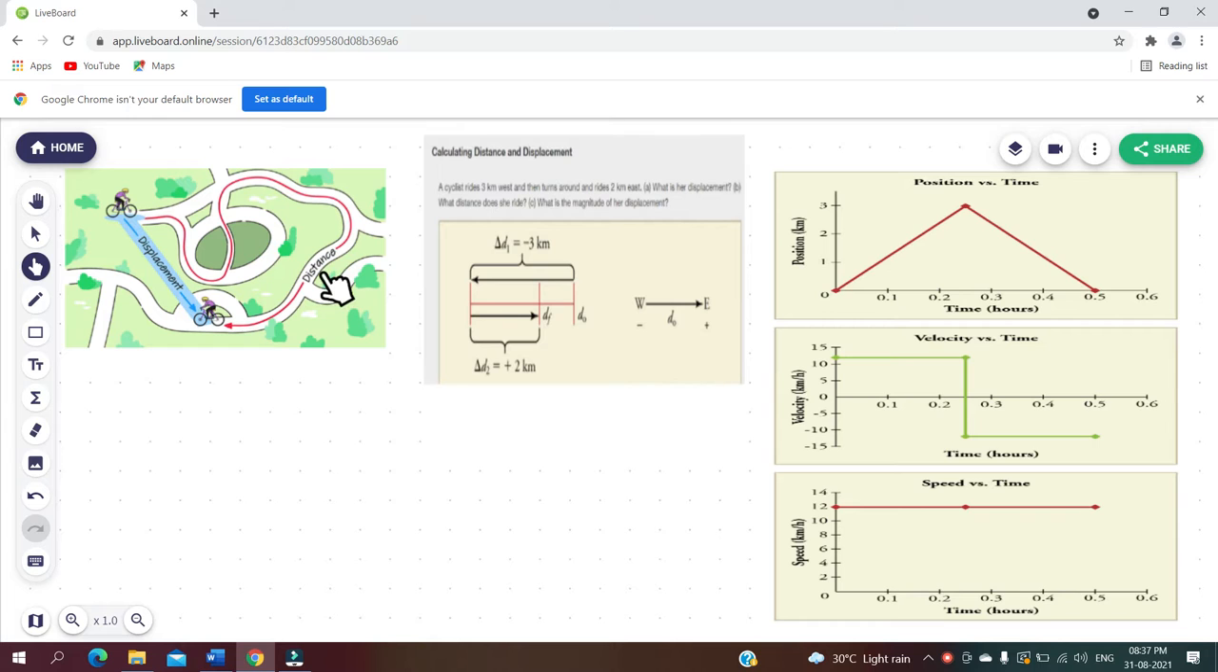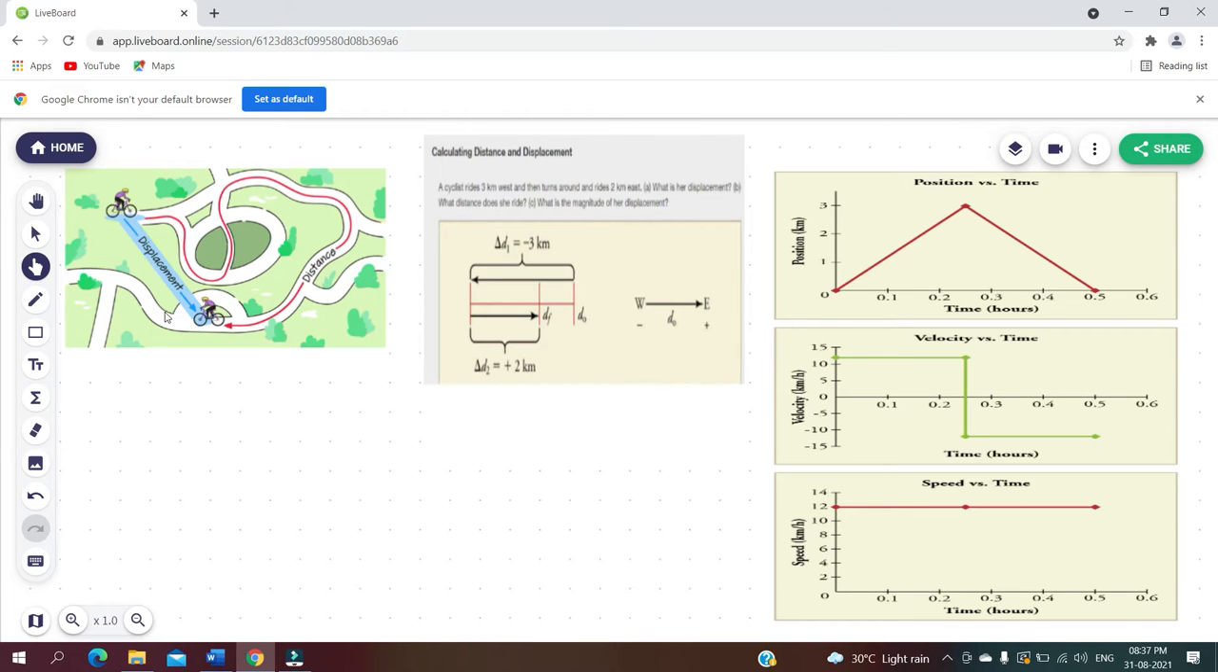So, distance is the total length of the actual path covered by the object. This is the actual path covered by the object for reaching from the initial position to the final position. Now, the total length of this path will be equal to the distance.